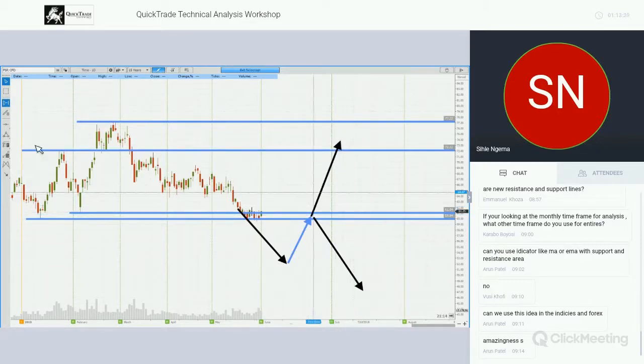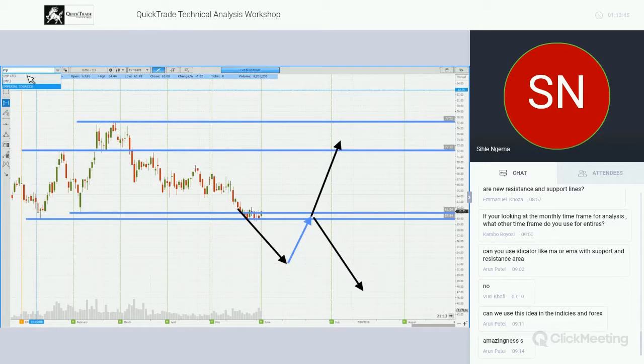So this is what you see for the current year of FSR based on the range of resistance and the range of support itself. So let's look at another share, IMP, Impala.